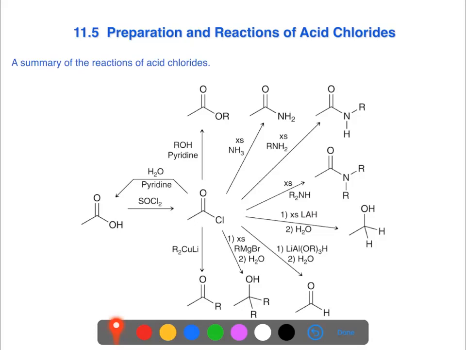We also saw that we could reduce acid chlorides to the corresponding primary alcohol with the use of lithium aluminum hydride followed by a water quench. We introduced two new reagents, one of which was this lithium tri-t-butoxy aluminum hydride, which is a more selective hydride delivery agent in that it will take the acid chloride to the corresponding aldehyde, but not reduce the aldehyde to the alcohol.